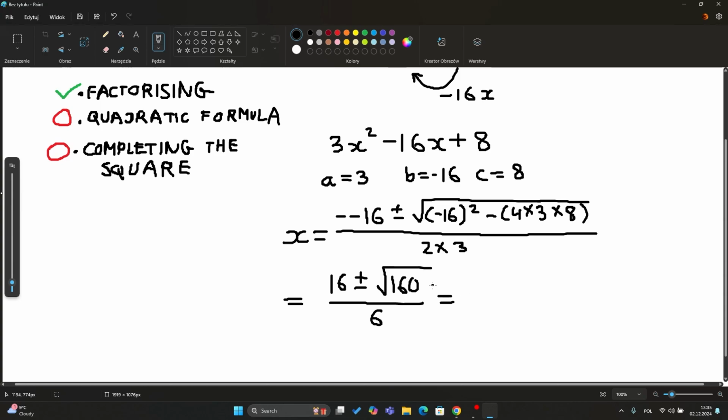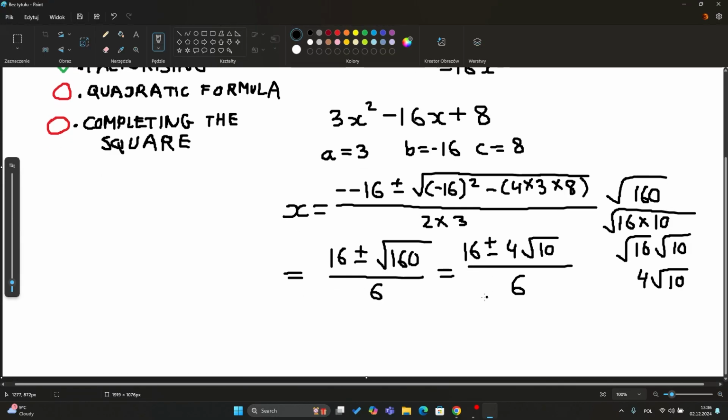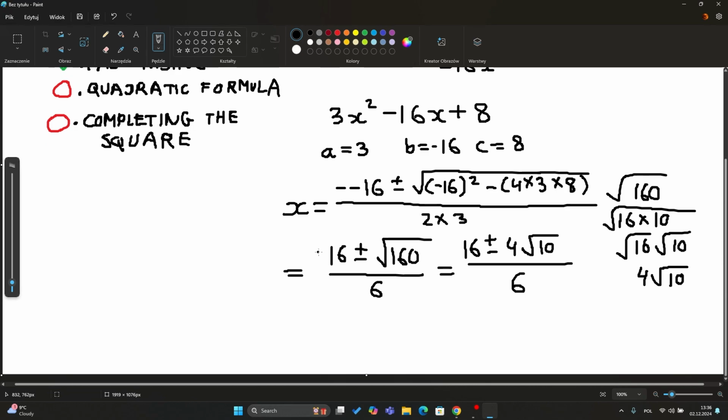Now the square root of 160 is a surd, and we can write it as 16 times 10, square root of 16 and square root of 10, and it can be 4 root 10. So this is the same as saying 16 plus minus 4 root 10 over 6. And here we can divide everything by 2 to get 8 plus minus 2 root 10 all over 3.